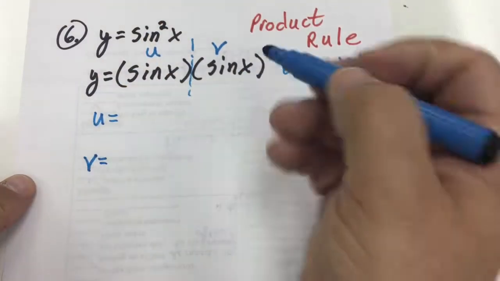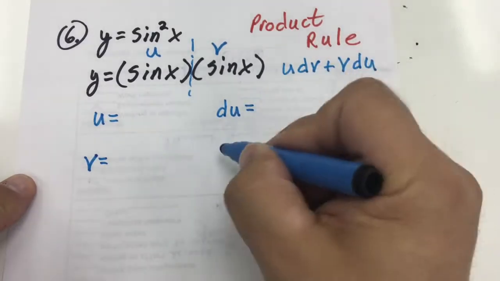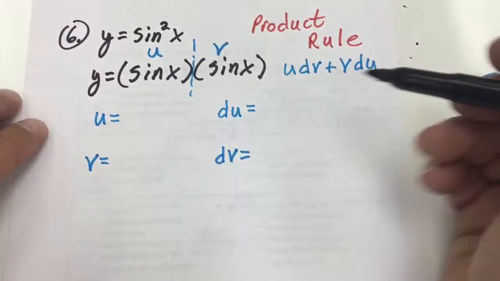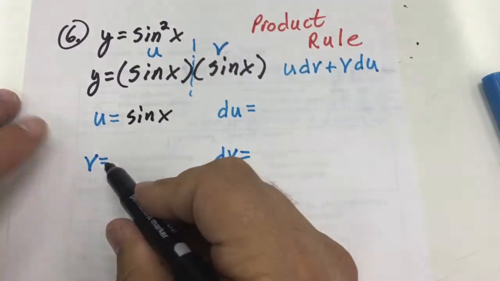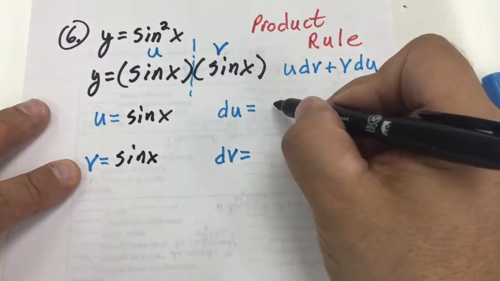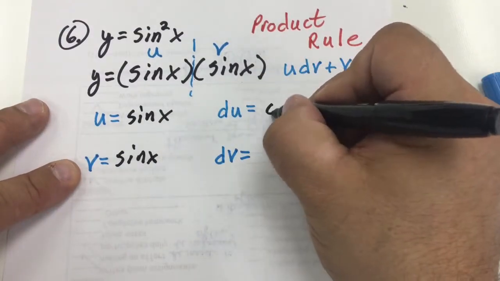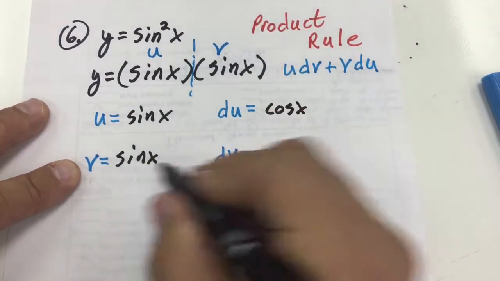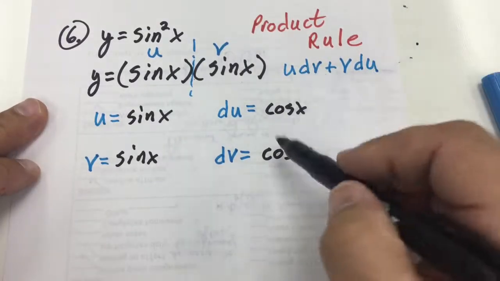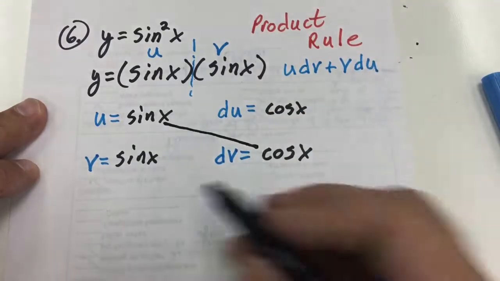I put u equals here, v equals here, the derivative of u equals here, and the derivative of v equals here. Now, u is just sine x, and v is sine x. Kind of strange. The derivative of sine x is cosine x, and the derivative of sine x is cosine x. Now I have to do u times the derivative of v, so I do sine x times cosine x.